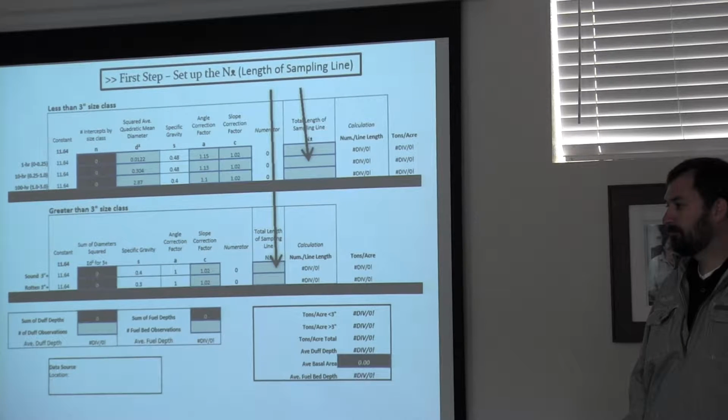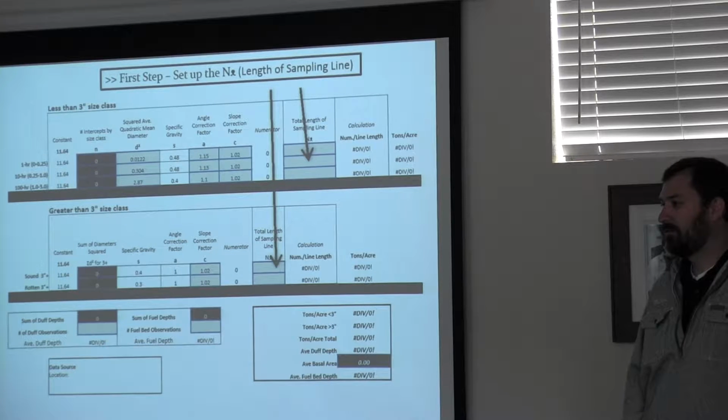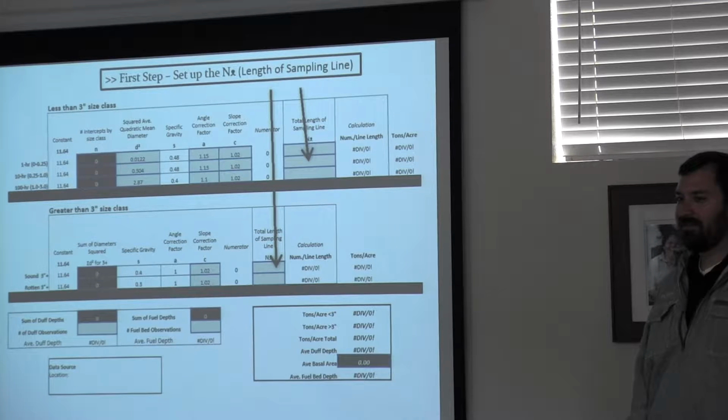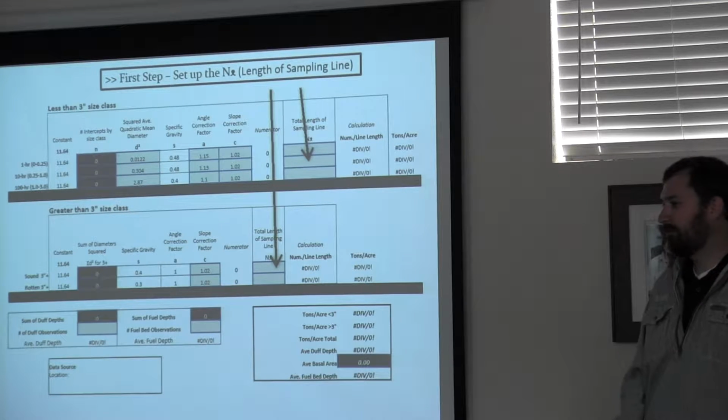Quarter to 1. Oh, so I made a mistake. I don't think you did. It's 6 feet. 6 feet for quarter to 1 as well, right? So what's the total length of your sampling line? 48. Because you're good at math. That's good. 48 is the total length of your sampling line. What is it for the 1 to 3?